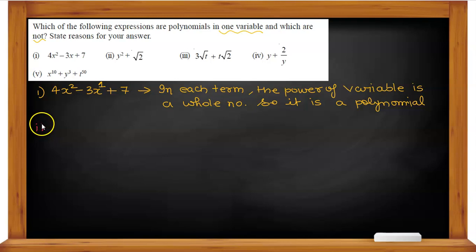Let us talk about the second one. It says y square plus square root of 2. Here there are only two terms, y square and root 2. The variable is y and its power is 2, which is a whole number, right? And in the second term, no variable is used, so it is purely a constant. That means in both the terms, the power of the variable is a whole number. So this is also an example of a polynomial, right?